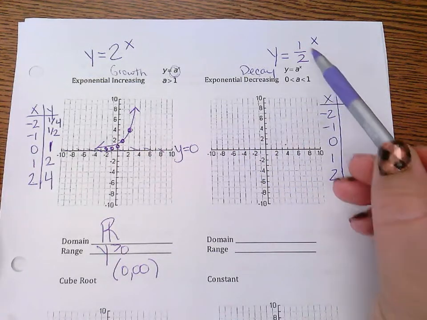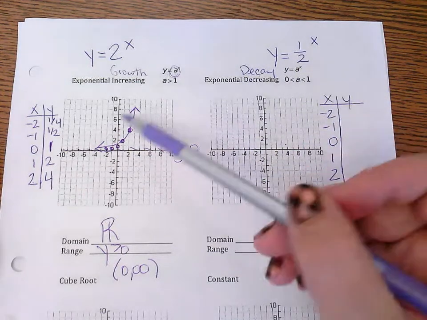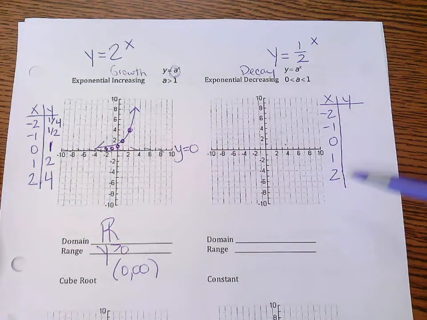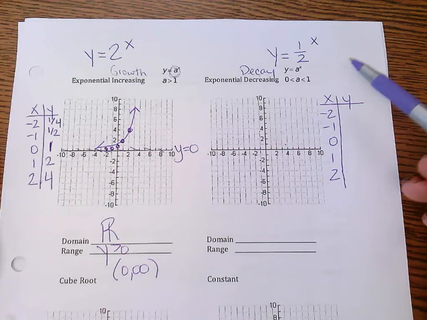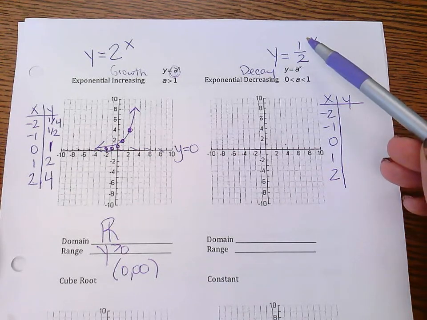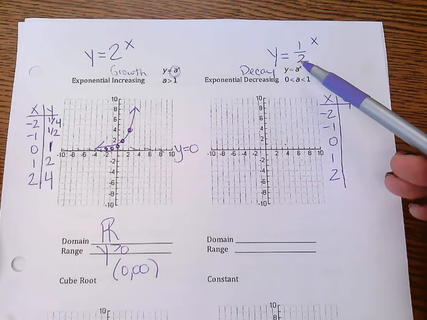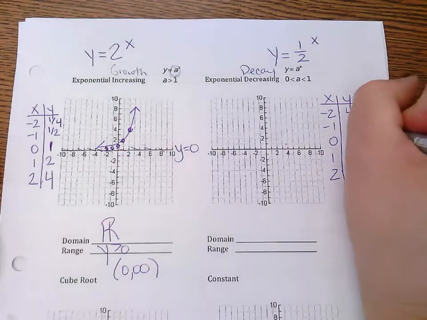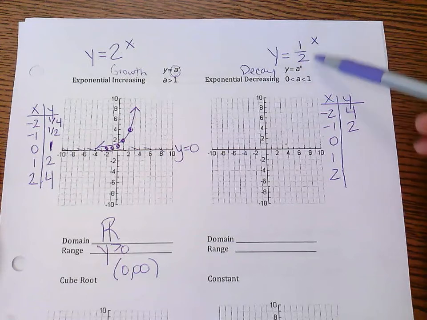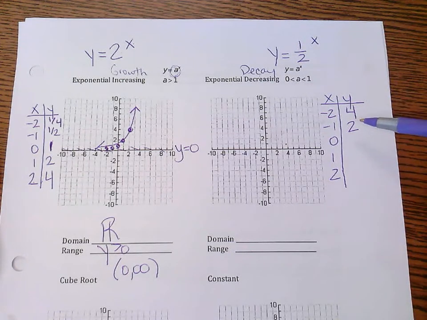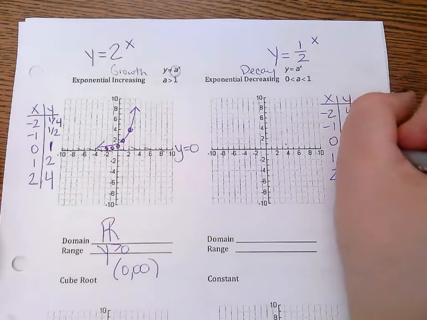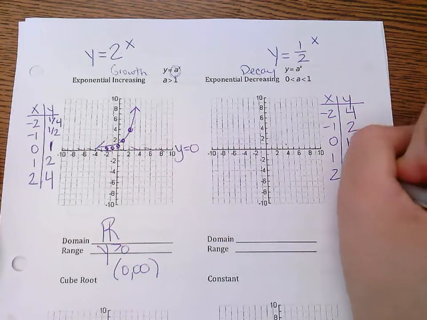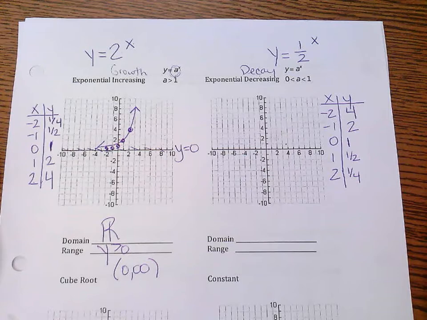So what happens over here when it's a decay function, it basically is these set of y values in reverse order. Because this time when I plug in a -2 as my exponent and I square it, I would get 1/4, but the negative flips it over and makes it a reciprocal. So same thing with the -1. Flip it over and it becomes the reciprocal, which is 2. Anything to the 0 power is 1. 1/2 to the first is 1/2, and 1/2 squared would be 1/4.